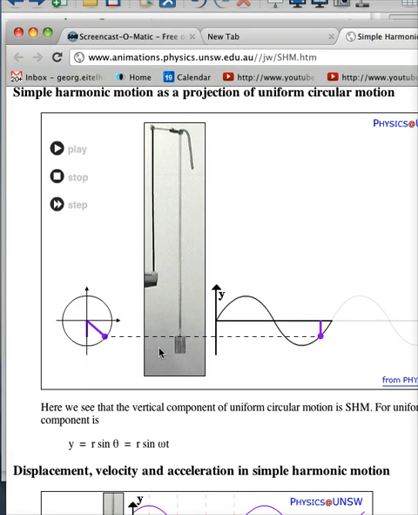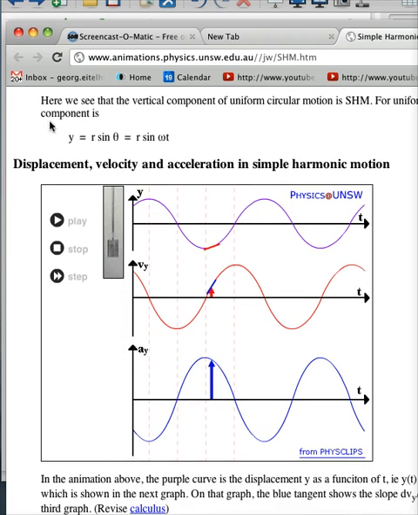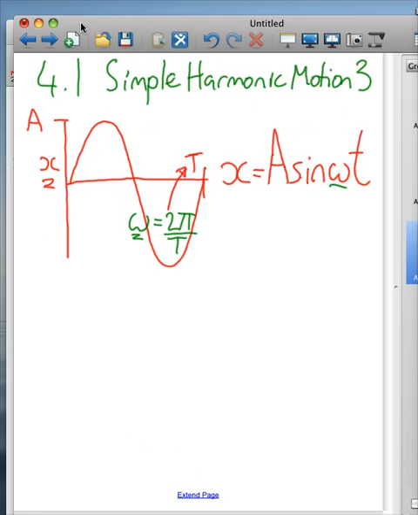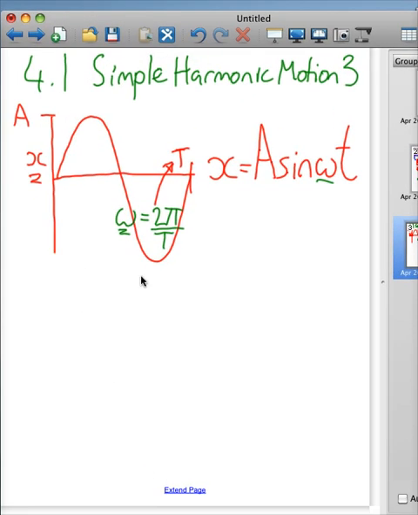Okay, so here's a situation where the thing is going up and down. Now at the top of its displacement, 0 velocity, at the bottom 0 velocity, and in the middle, maximum velocity. So let's show that in our graph. It shouldn't be too hard.